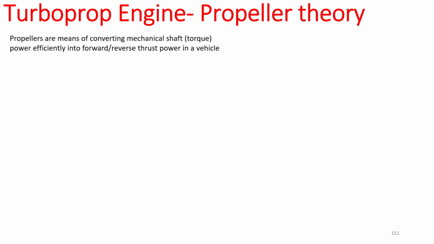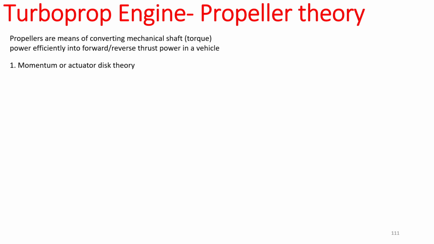You have to define the propeller. The propeller is defined as a means of converting mechanical shaft or torque power efficiently into forward or reverse thrust power in a vehicle. We have two different methods in analyzing a propeller. We are going to mainly focus on the momentum method, or the actuator disk theory.